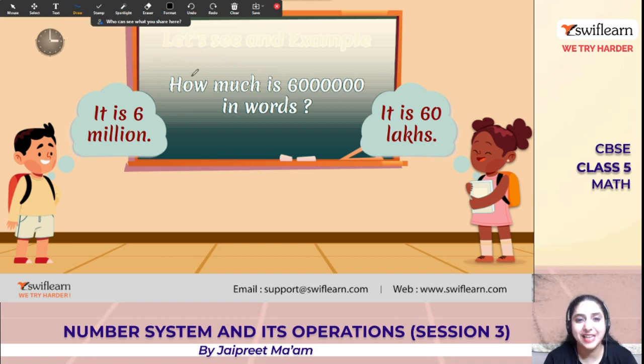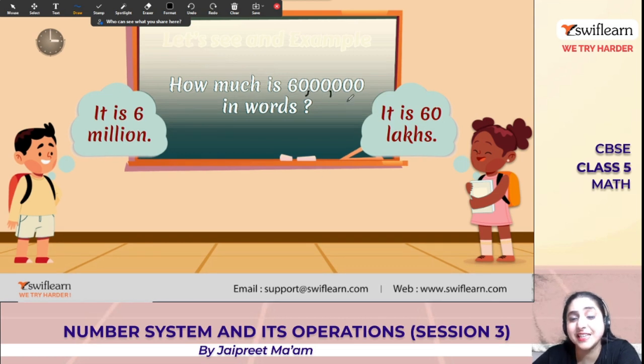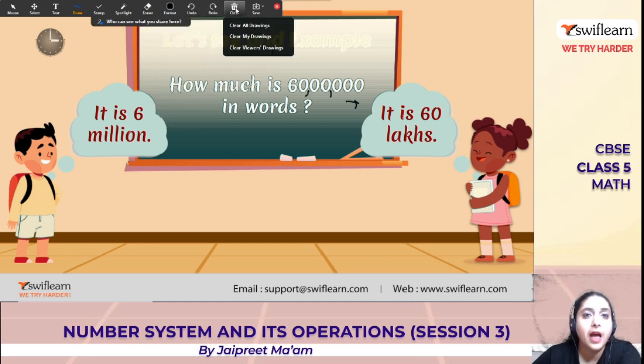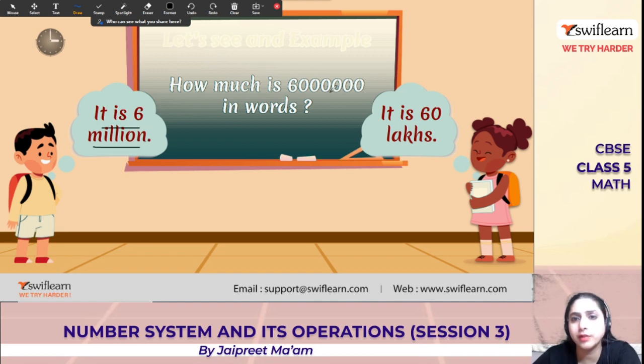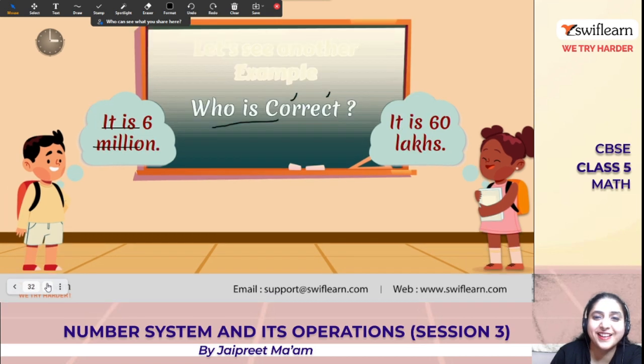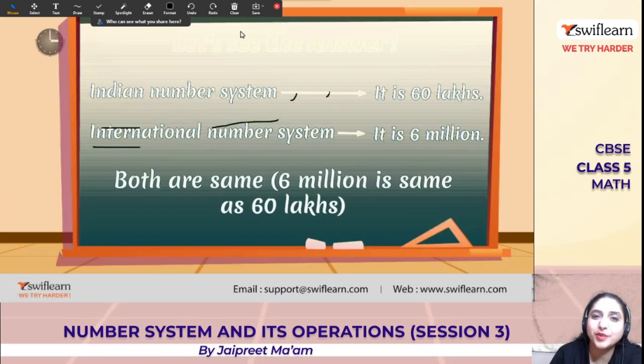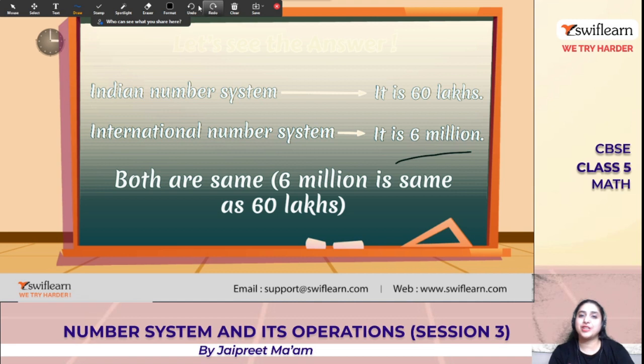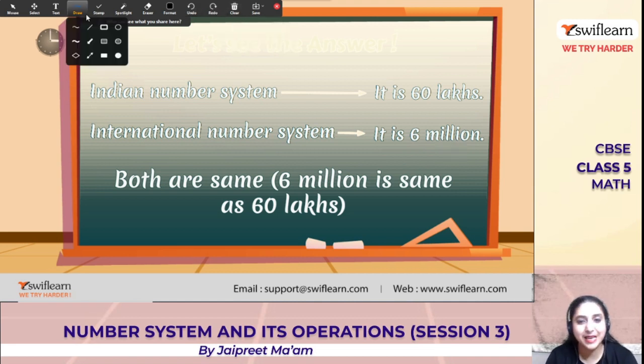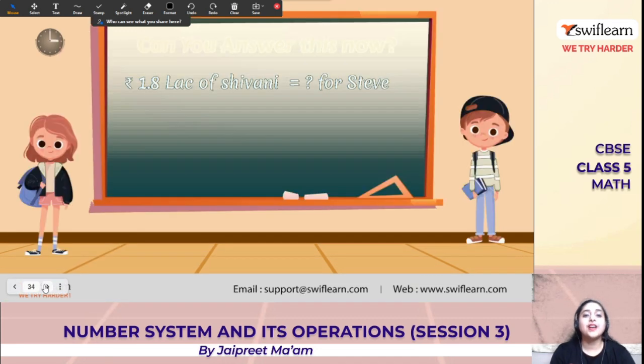Okay, so let's see an example. How much is 600,000 in words? She is saying that in the Indian number system it's 60 lakh, right? Because we know 60 lakh has 6 zeros. And he is saying that in the international number system it's 6 million. He is also right. So are both correct or wrong? Yes, they both are correct, because 60 lakh will include 6 zeros, and 6 million will also include 6 zeros. So 6 million is equal to 60 lakh.